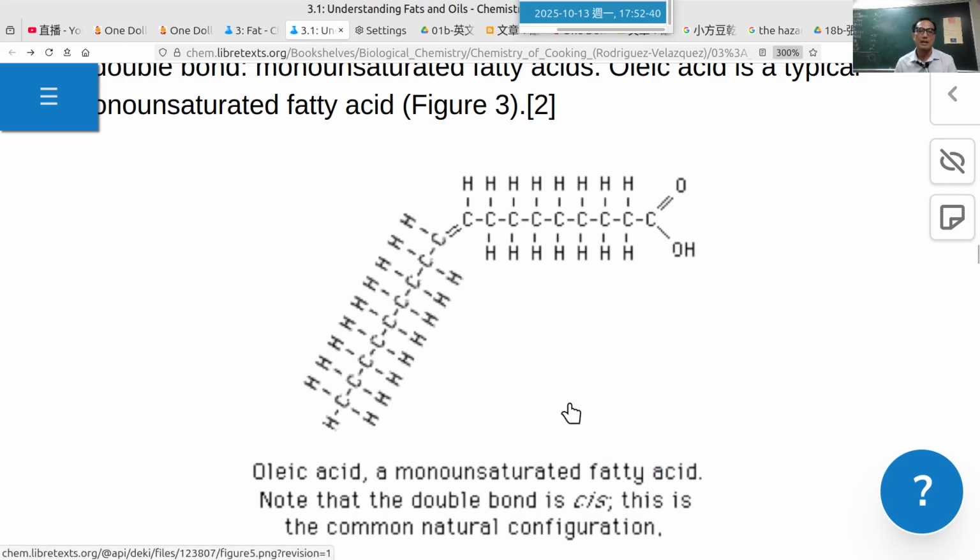Okay, let's come back here again. Here is the cis structure of the fatty acid. You can write down some information about the fatty acid in the trans form, especially the hazards caused by the trans fatty acid.